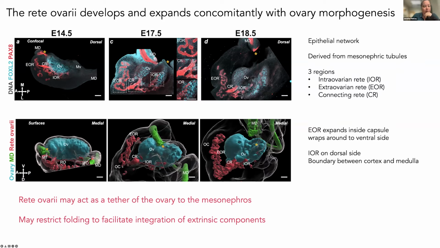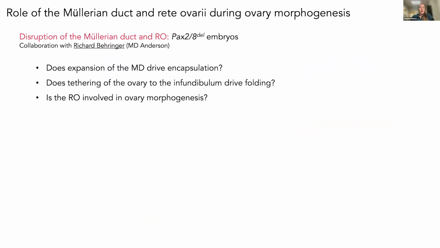The connecting rete always resides at the boundary between the ovary and the mesonephros, and one hypothesis is that the connecting rete might serve as an anchor of the ovary to the mesonephros and keep the ovary in place as it's undergoing all of these structural changes. So having observed these correlations between the development of the ovary and the development of the oviduct and rete ovarii, we then became really interested in addressing whether or not these tissues might drive ovary morphogenesis.